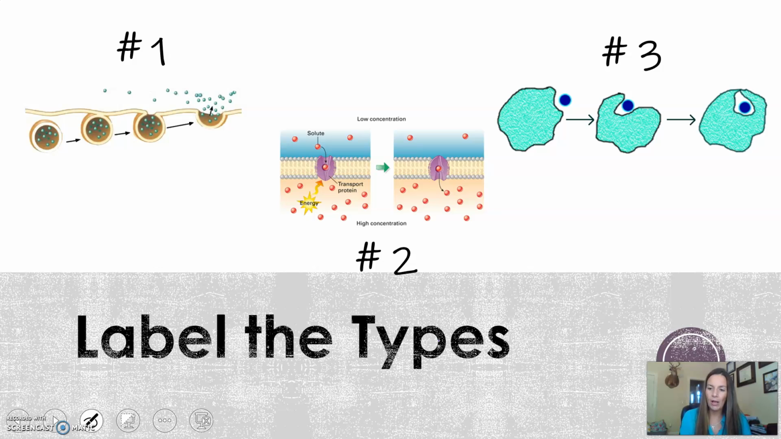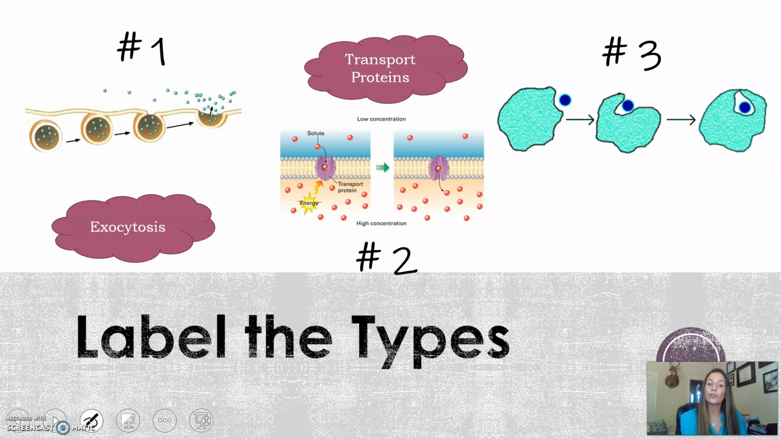All right, time to pause again. Let's practice. Take a minute and identify these 3 types. All right, let's see how you did. So, number 1, you should have gotten exocytosis. Those particles are leaving the cell. Number 2, we see those little purple Pac-Men, right? That's transport proteins. And then number 3 is endocytosis.